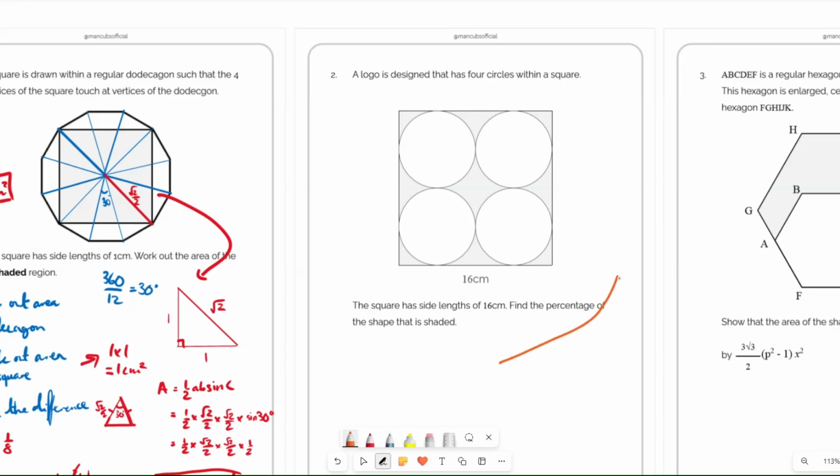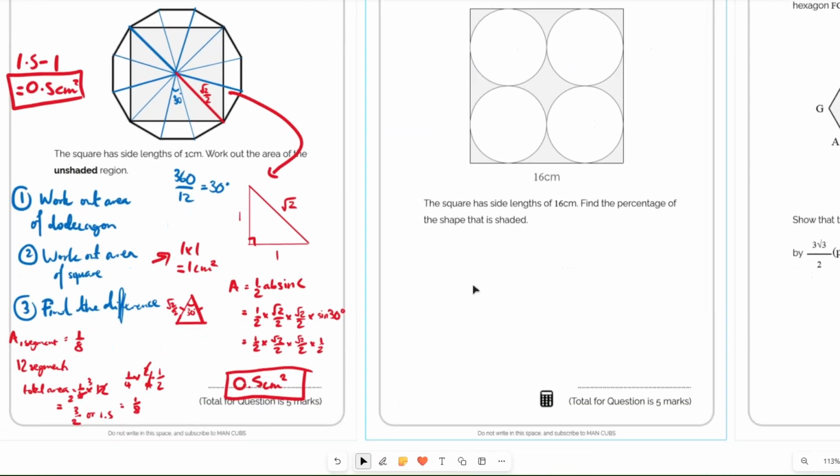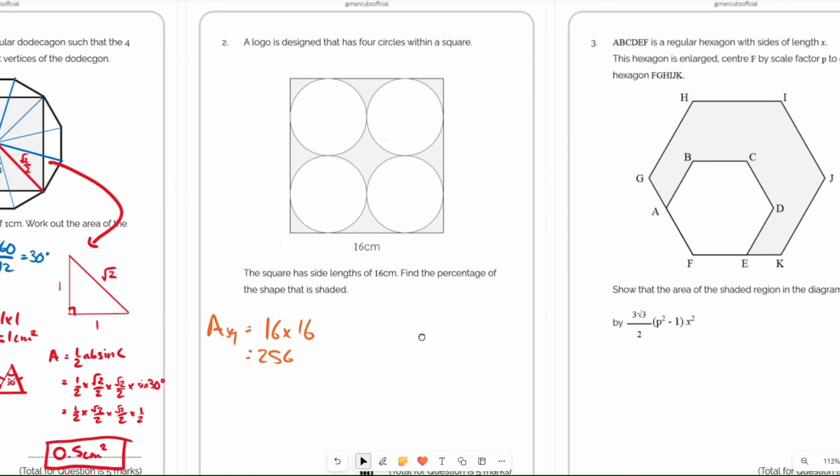So let's do that. Let's sort of find the area of the square. The area of the square, that's just going to be 16 times 16, isn't it? Which is 256. Let's just keep that to a side now.